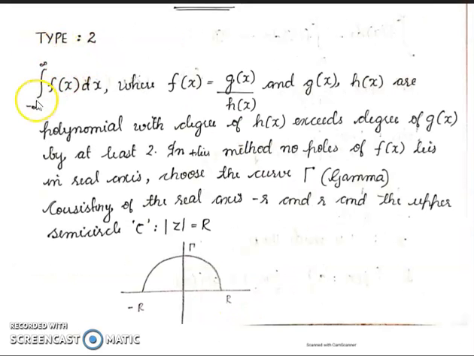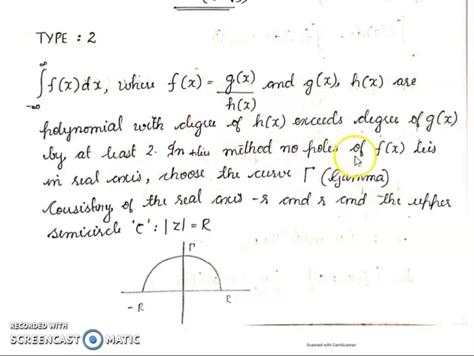So now type 2, integral minus infinity to infinity f of x dx, where f of x is g of x by h of x. G and h are polynomials with the degree of h exceeding degree of g by at least 2. So degree of h will be greater by at least 2. In this method, no poles of f of x lie on the real axis.